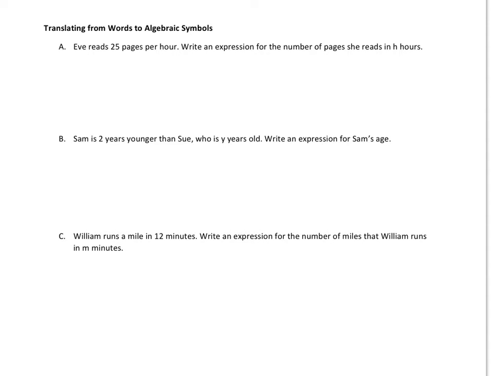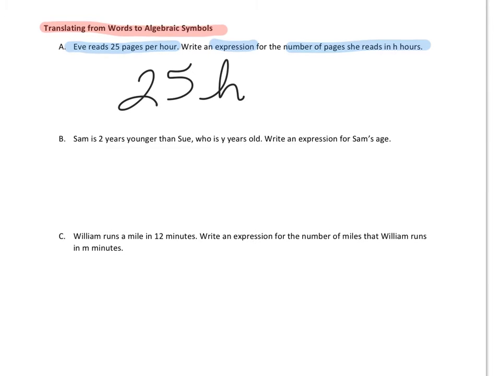In this particular section, we want to translate from words to algebraic symbols. So, for instance, in the first one, Eve reads 25 pages per hour. Okay? We want to write an expression for the number of pages she reads in an hour. Well, in this particular case, 25 pages per hour. Therefore, we will just write it as 25h, and we're going to let h represent the number of hours, like it says right here.